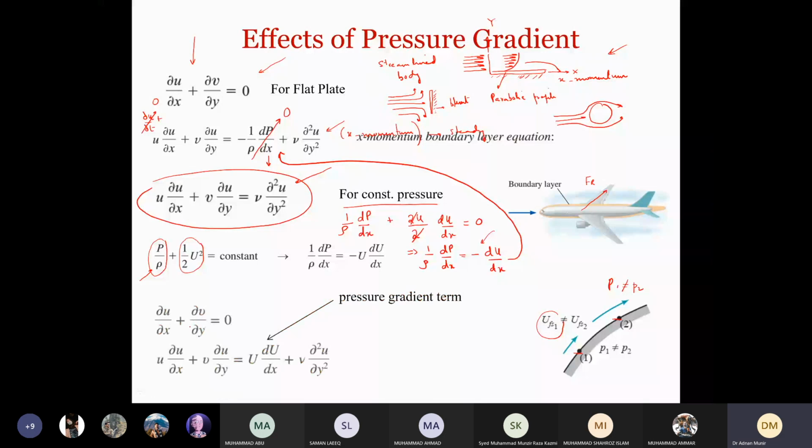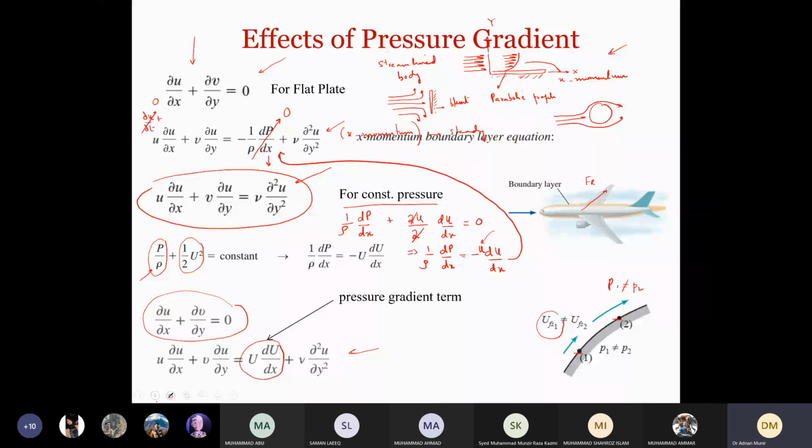Now we have the equation; this is the continuity equation which will remain the same. Now for the x momentum equation, instead of the pressure term, I can replace minus 1 over rho dP by dx with this term, which is u du by dx, right? So now this is actually a pressure term. That means that if we have a pressure gradient, it will affect the boundary layer. How it will affect the boundary layer, we'll be discussing now.